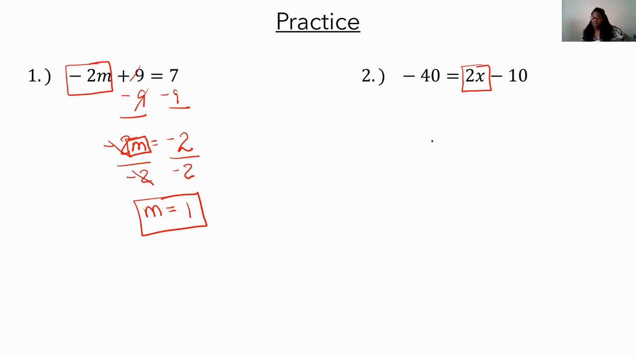I need that balance. So when I add 10, whatever I do on one side, I do on the other side. So -10 plus 10 cancels out, gives me 0, but I don't have to use it as a placeholder. But I do bring down the 2x. That's on the right-hand side of the equal sign. A -40 plus 10 gives me -30.